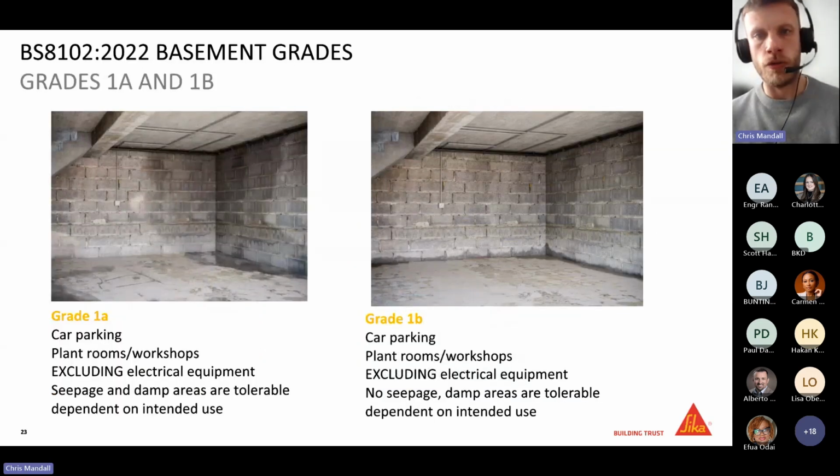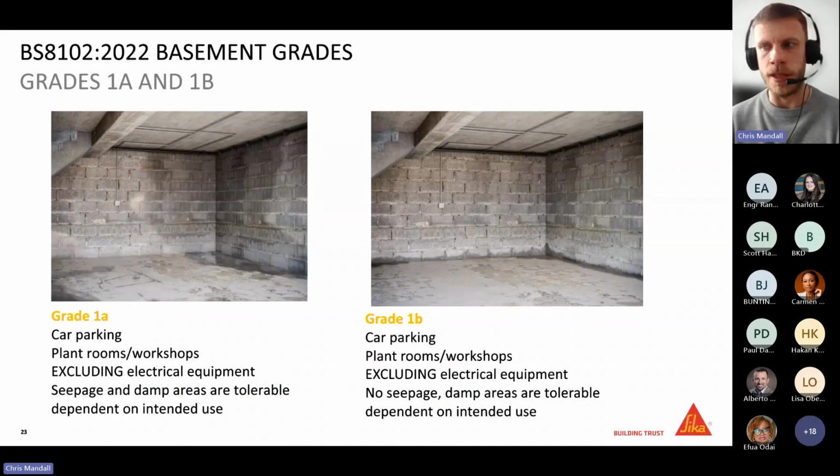So we now go on to the grades of basement, so the different types of basement. Now, this has changed since BS 8102 was updated. There used to be 3 grades of basement: grade 1, grade 2, and grade 3. There's now grade 1A, grade 1B, grade 2, and grade 3. So I'll briefly explain the differences between the different grades.